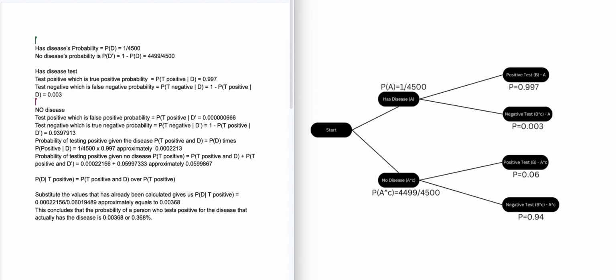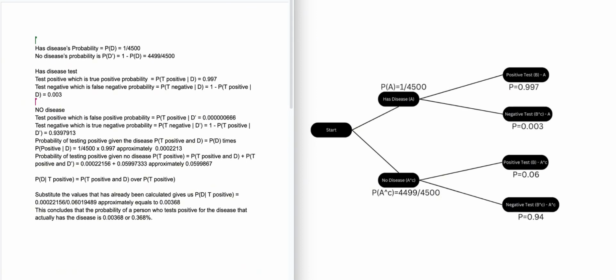Anyways, first we calculate the probability of B, the total probability of testing positive. This happens in two ways: has disease and test positive, or no disease and test positive. So we add both of these probabilities. The probability of B equals the probability of A and B plus the probability of A to the power of C and B, which is equal to 0.0002213 plus 0.0599867, which is equal to 0.060208.